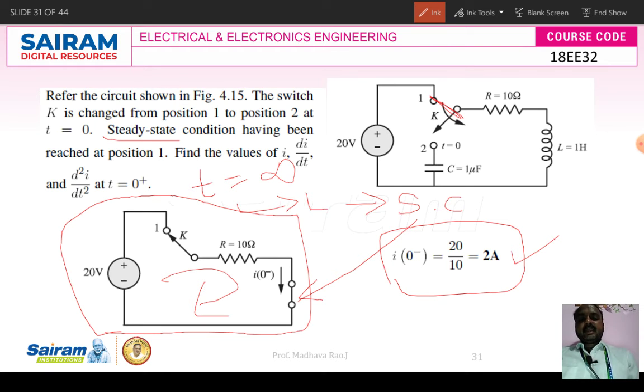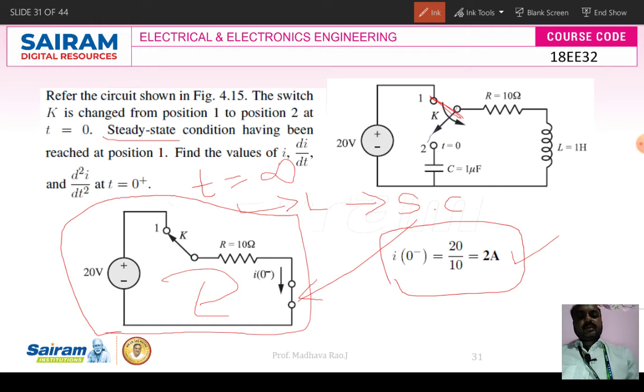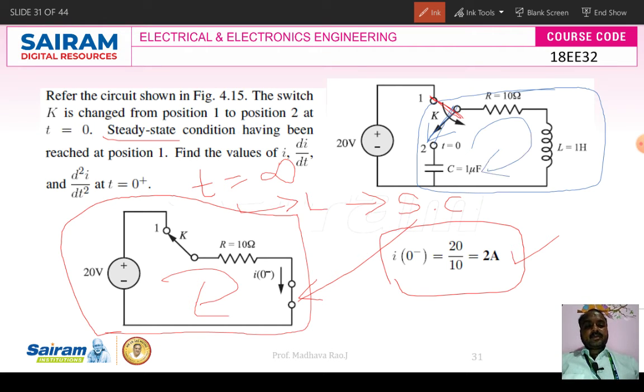Okay, next one, how will we find the di by dt value? Now the switch is changed from position 1 to position 2. Now we have the circuit like this. So apply KVL to this loop.